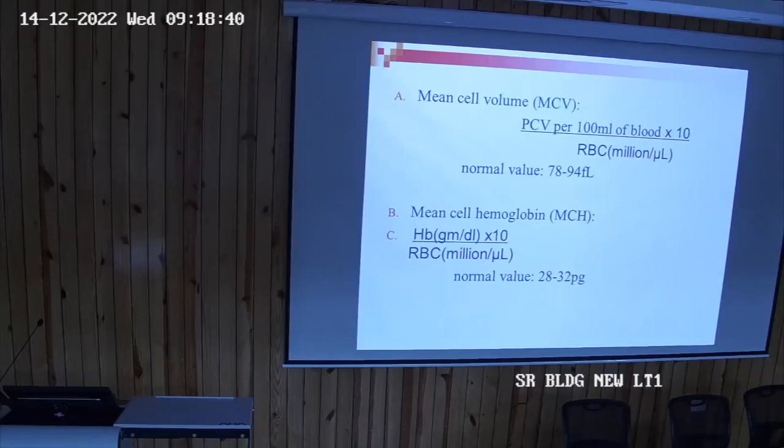This is in picogram. So if the cell has this much value, the cell will become normochromic. If the hemoglobin concentration, the MCH value, is within this range, then the cell is normochromic. If it is below, then it is hypochromic. Now, in what different types of anemias will these terms come into regular use?